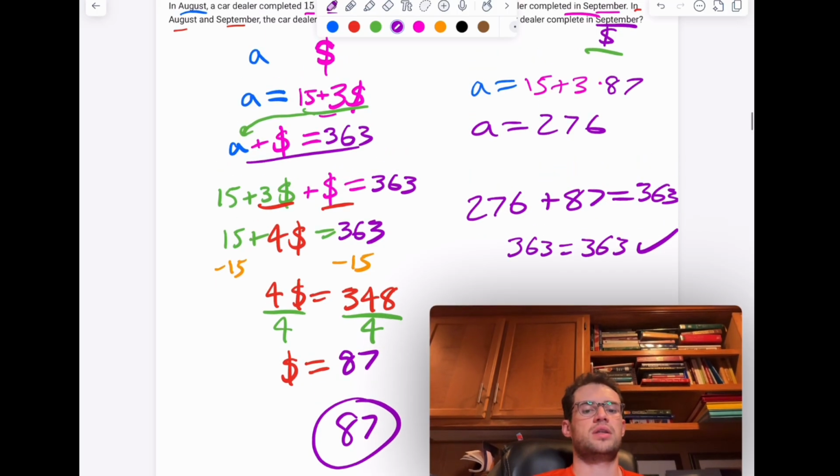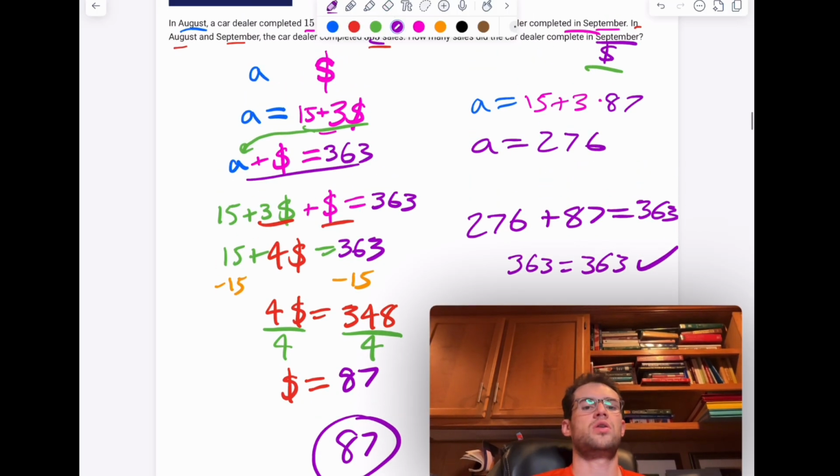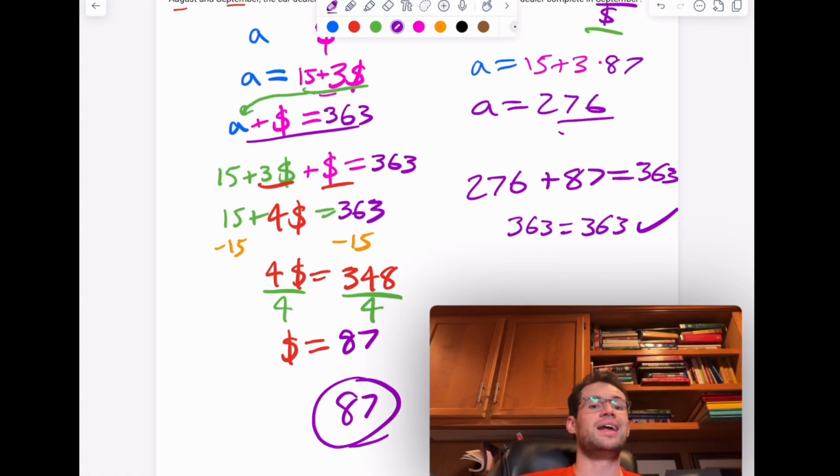If you find the other value using one of the equations, plug that value and the answer that you had into the other equation. If it works, that is a good sign that your answers are correct.